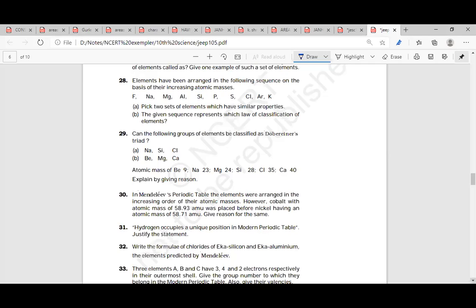Hydrogen occupies a unique position in the modern periodic table. Justify the statement. I need to find out the proper answer for this. I will give it to you afterwards.